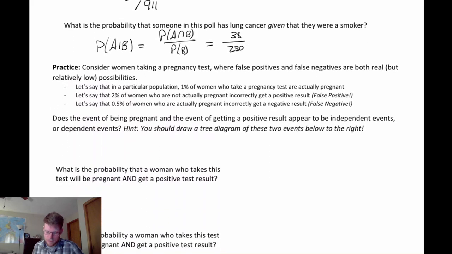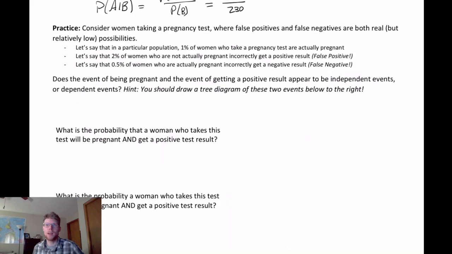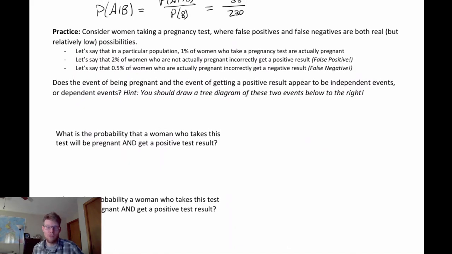All right. So here is a situation that I'm presenting this way because it's a little bit different than what we saw before, but I think it's a good way to think about these terms and how we can use all the information we have to find these probabilities.